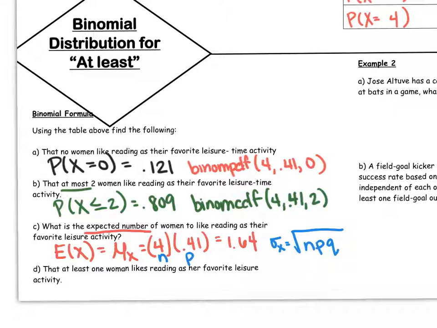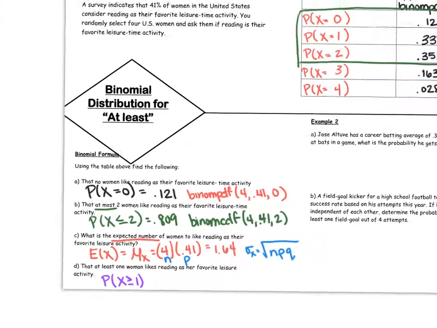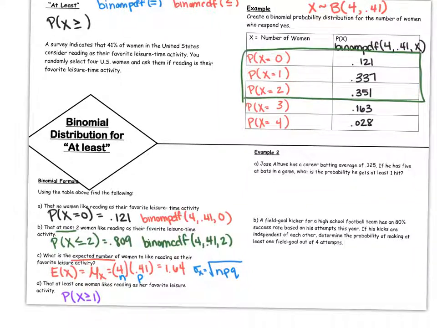Now, the last part asks for the probability that at least one woman likes reading as her favorite leisure activity. So in this case, what does at least one mean? At least one means that x can be greater than or equal to 1, right? When we go back to our table, if we're greater than or equal to 1, who are we? Not 0, but 1, 2, 3, and 4. It's all these right here, right?